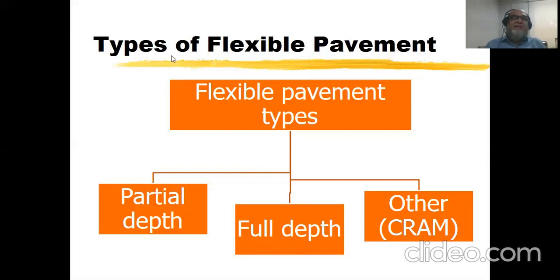Now, let's discuss the types of flexible pavement. Technically, the conventional pavements are known as partial depth pavement. Partial depth means half of it is asphalt, and the rest is aggregate. Full depth means all the layers are made of asphalt. And there is another type, CRAM. C stands for contained, rock, asphalt, mat: contained rock asphalt pavement, or you can say it's a sandwich pavement. I will show you the diagram in a little while.